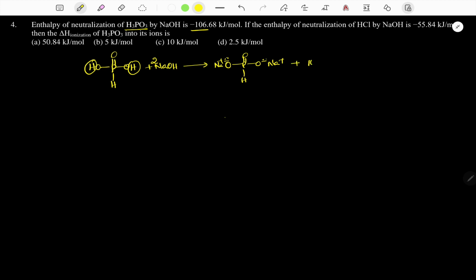And by releasing 106.68 kilojoule per mole energy. If the enthalpy of neutralization of strong acid plus strong base produces NaCl plus H2O, it releases 55.84 kilojoule per mole.